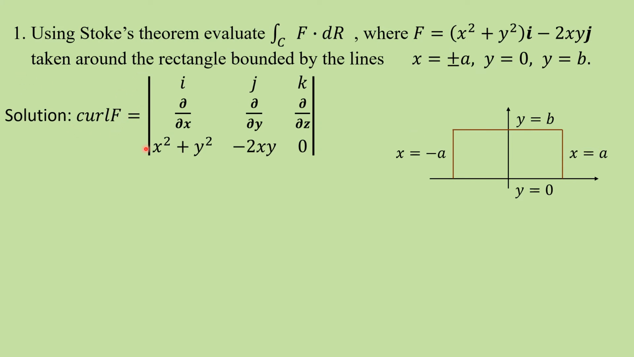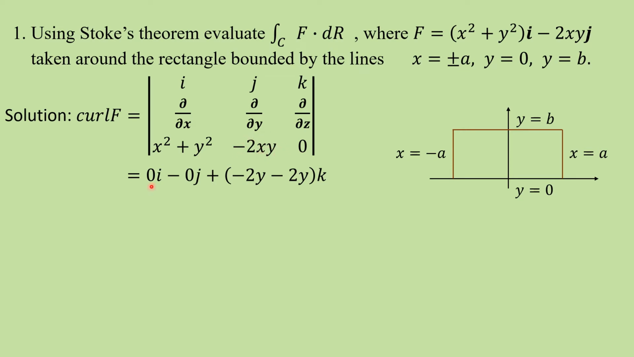So del cross f is the determinant with first row i, j, k. The second row is the components of del, that is dou by dou x, dou by dou y, dou by dou z, and the third row is the components of f: x square plus y square, minus 2xy and 0. The component of k is here 0. So I can write the determinant: i times dou by dou y of 0 minus dou by dou z of minus 2xy. Partially, if you differentiate with respect to z, keeping x and y constant, it is 0.